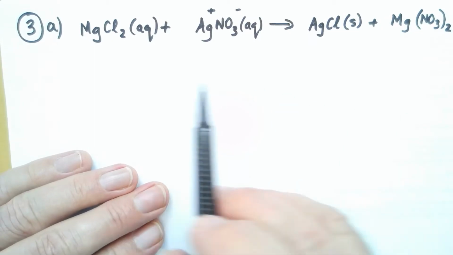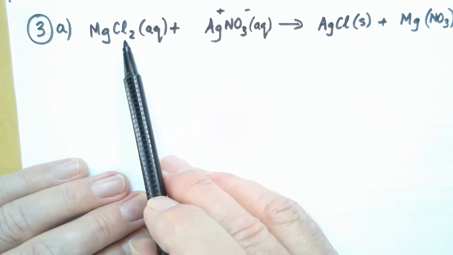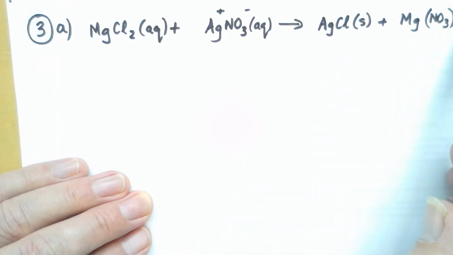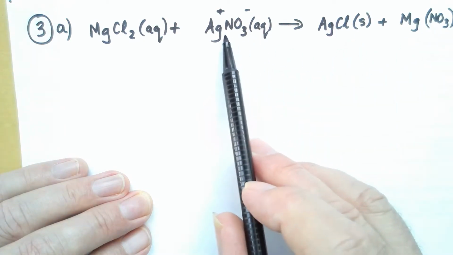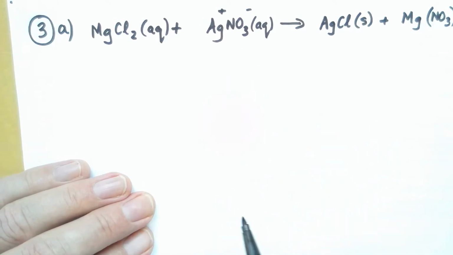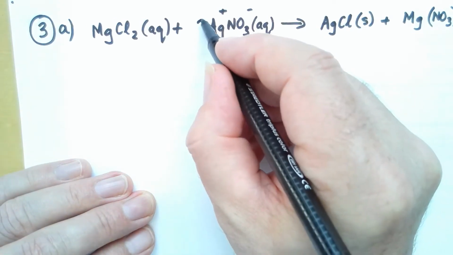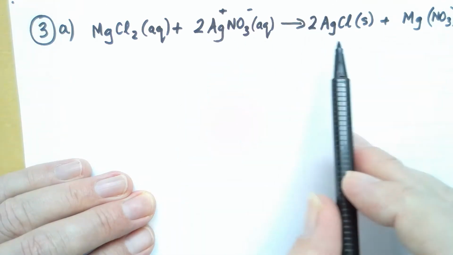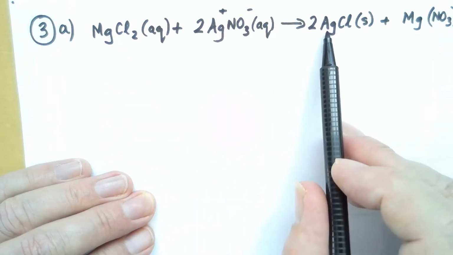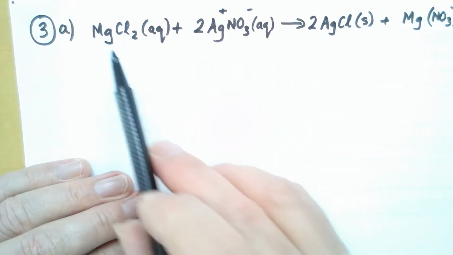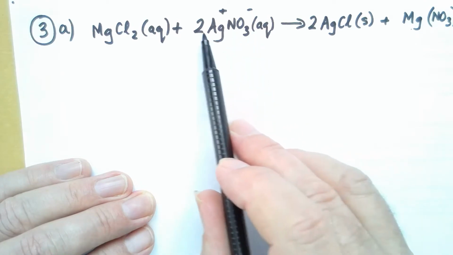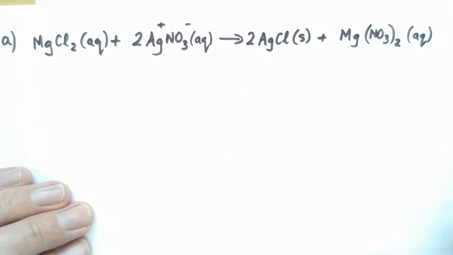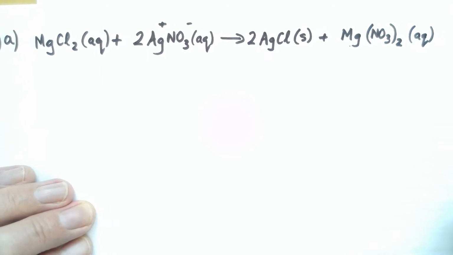So, do we have balancing? No, we don't. We've got 2 Cl over here, only 1 here. We've got 2 nitrates here, only 1 here. So the way to balance that will be to put a 2 there and a 2 there. We've now got 2 chlorines, 2 chlorines, 2 silvers, 2 silvers, 1 magnesium, and 2 nitrates, 2 nitrates. Just see that on the whole thing together. There we go.